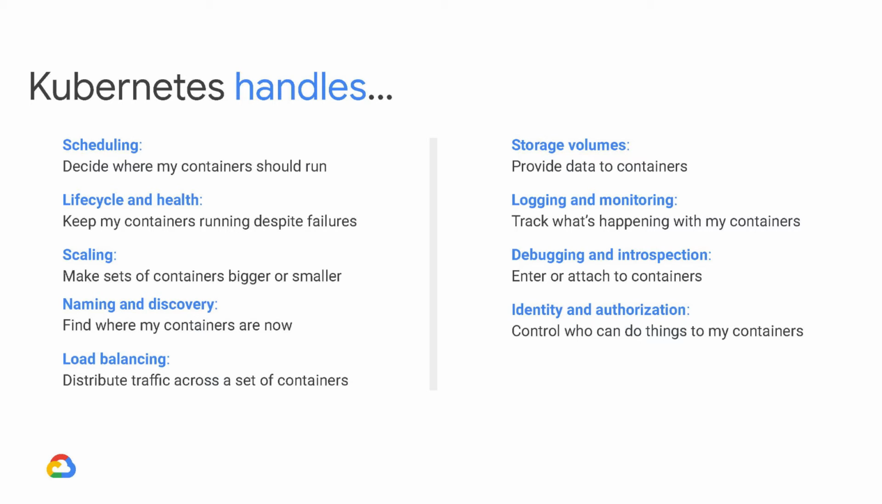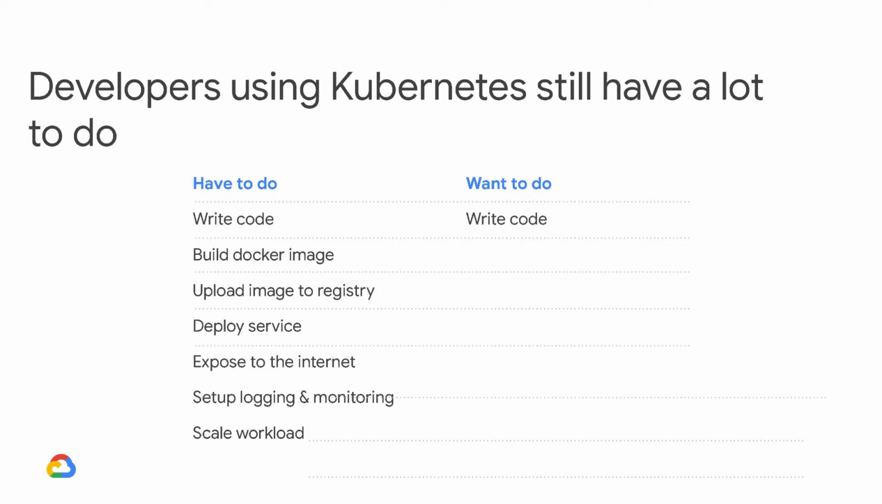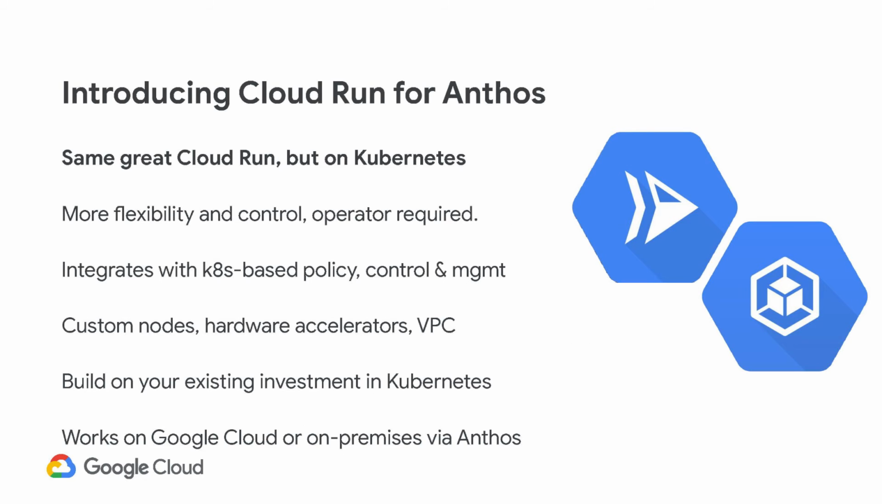And some of the options they say is, I have control over scheduling, I have control over my logging and monitoring, storage volumes, etc. But what it also brings is the complexity. As a developer, you not only write code, but you also have to think about containerizing it, uploading it to a registry, then opening up to external traffic. So all this complexity is taken away by an option we have called Cloud Run for Anthos.